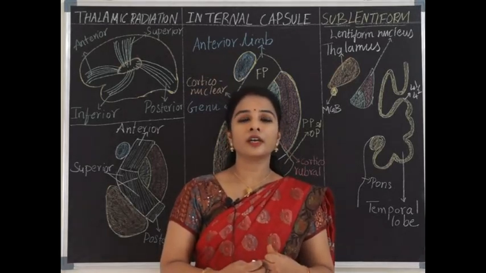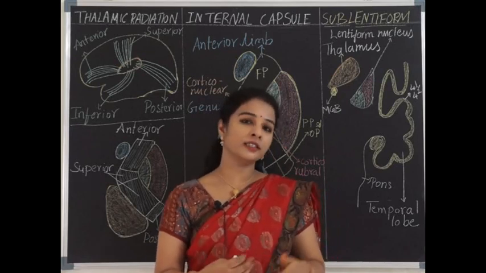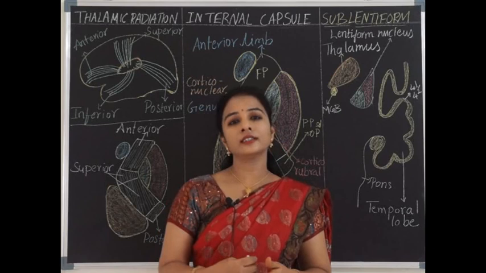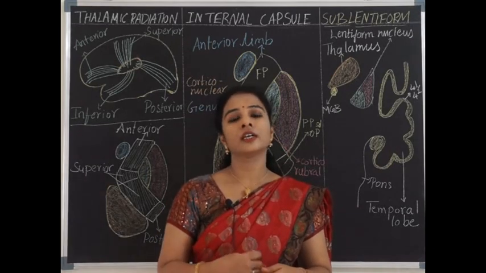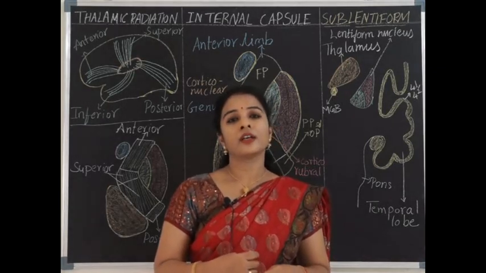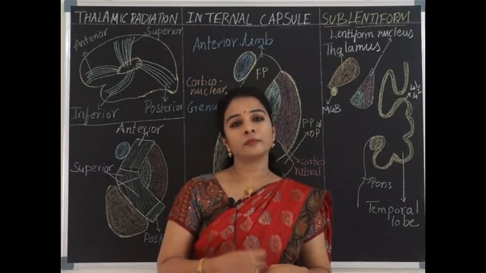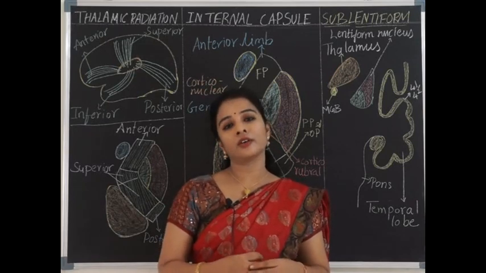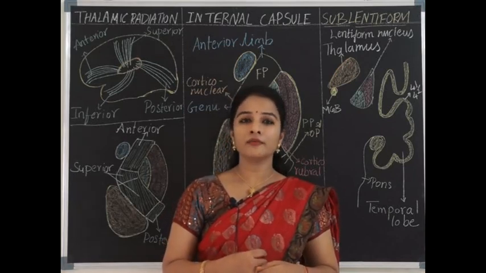So projection fibers are of two types, that is the ascending tracts and descending tracts. The descending tracts are the efferent tracts which move away from the cerebral cortex. They are called corticofugal fibers. And ascending tracts move towards the cerebral cortex, the impulses travel towards the cerebral cortex. These tracts are called corticopetal fibers.